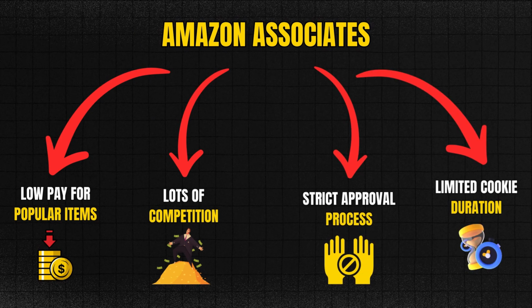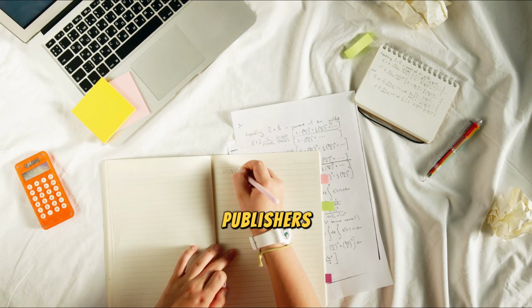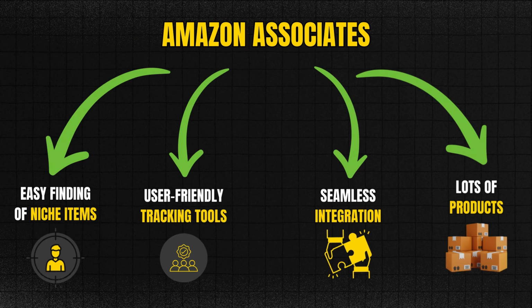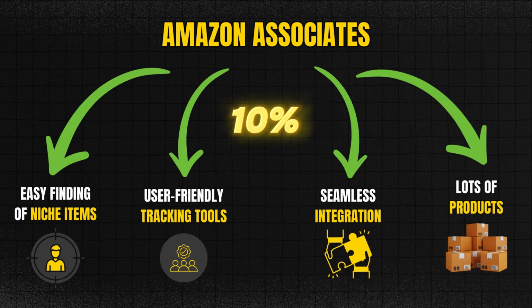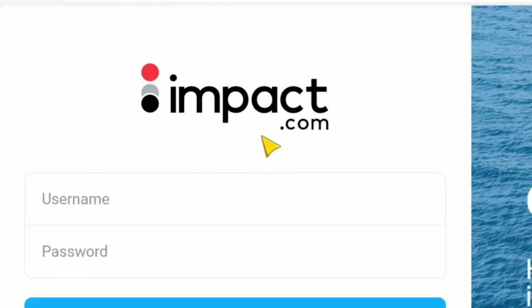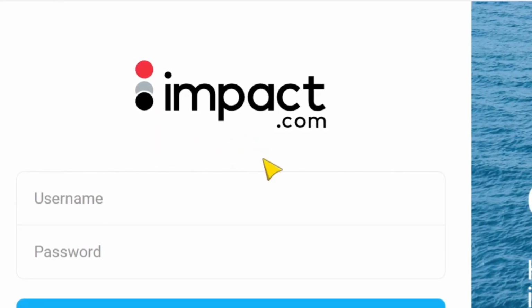Becoming part of the Amazon Associates program allows creators, publishers, and bloggers to suggest and share millions of products with their audience, and they can earn up to 10% in associate commissions when individuals make qualifying purchases through the shared links. 2. Impact. Impact is a platform that comes with some great perks.